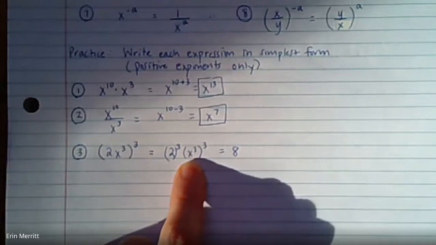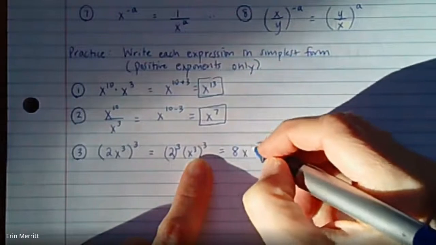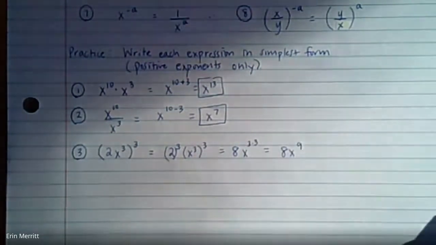This one here is where you can use rule 5, power raised to a power. We are going to multiply those exponents. So that becomes x to the 3 times 3, or 8x to the 9th power right there.